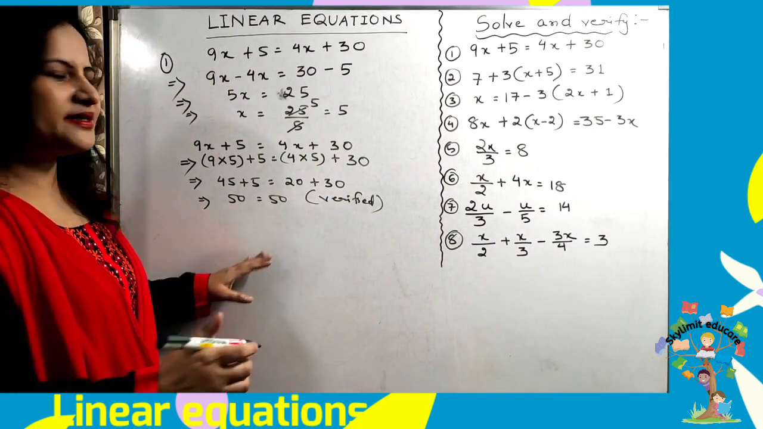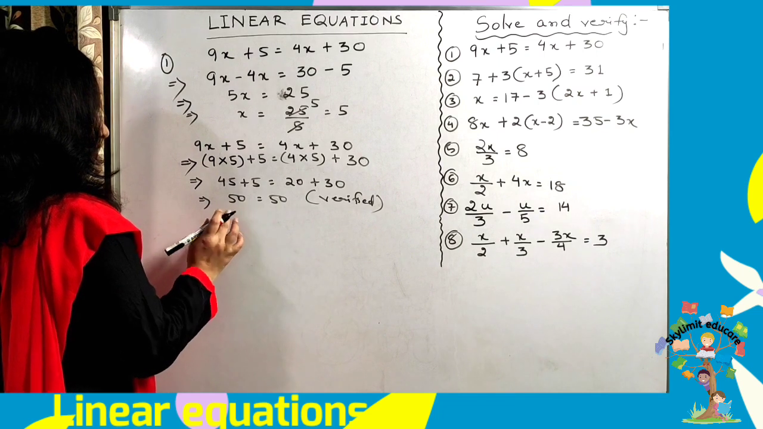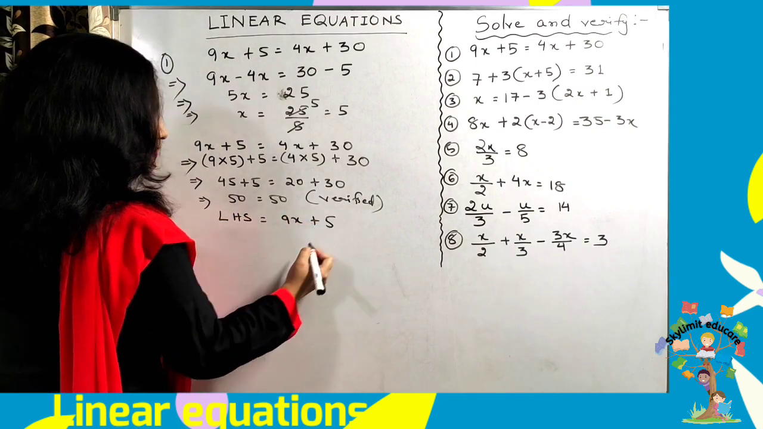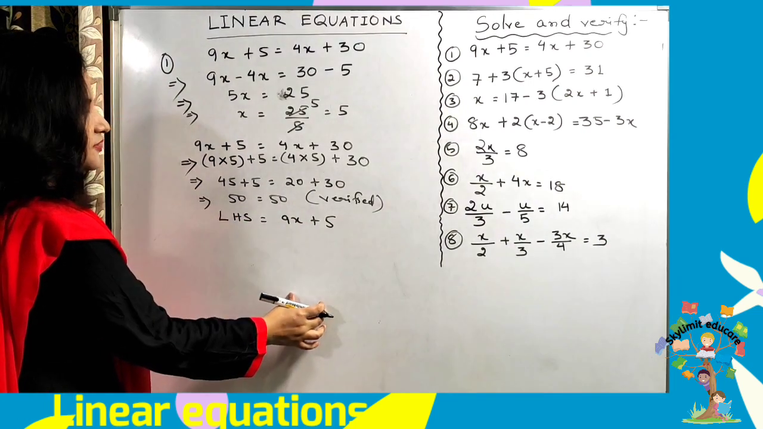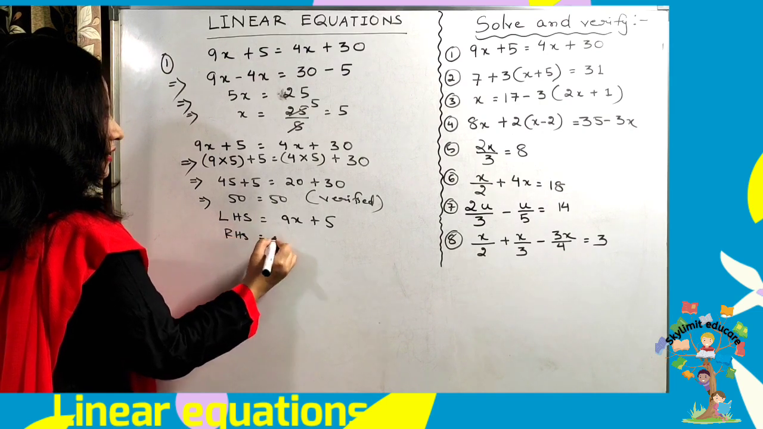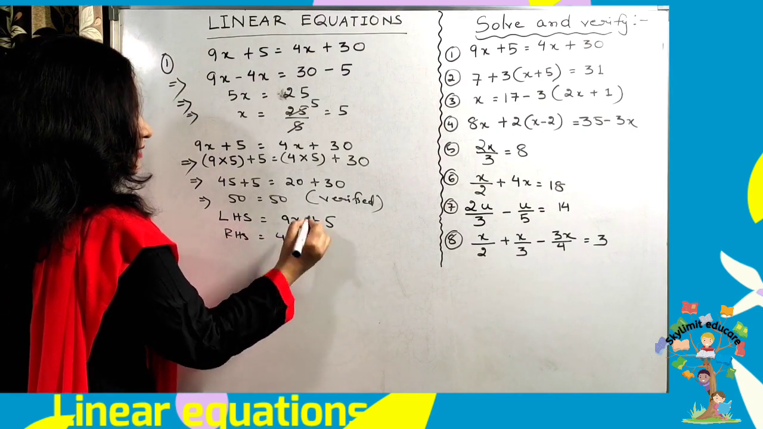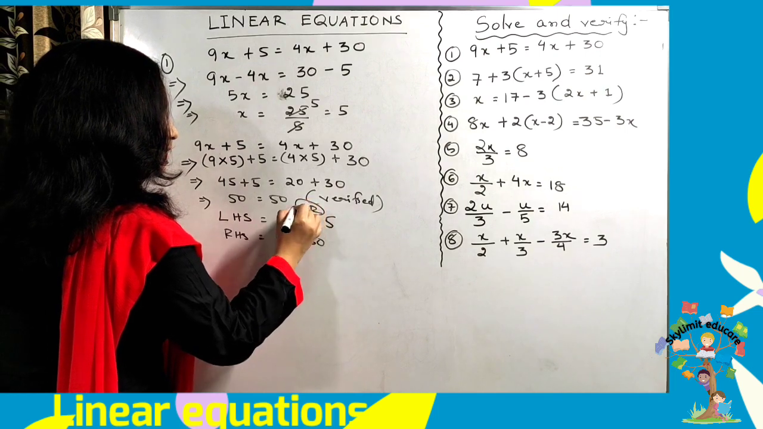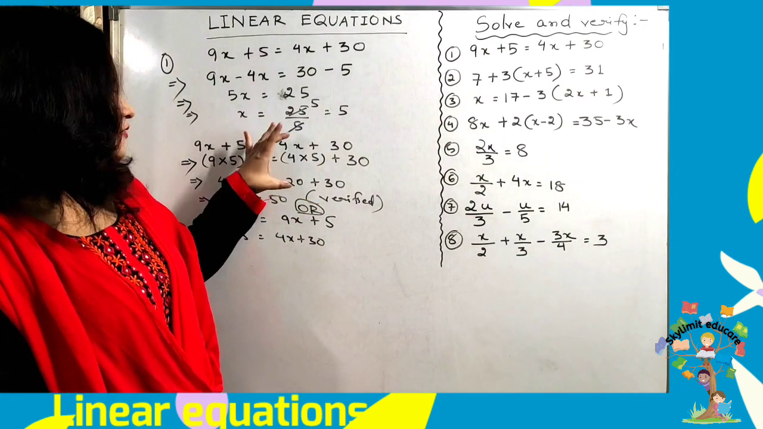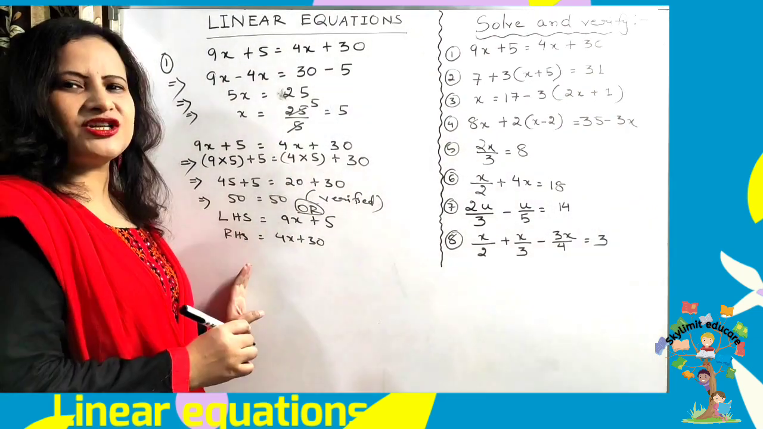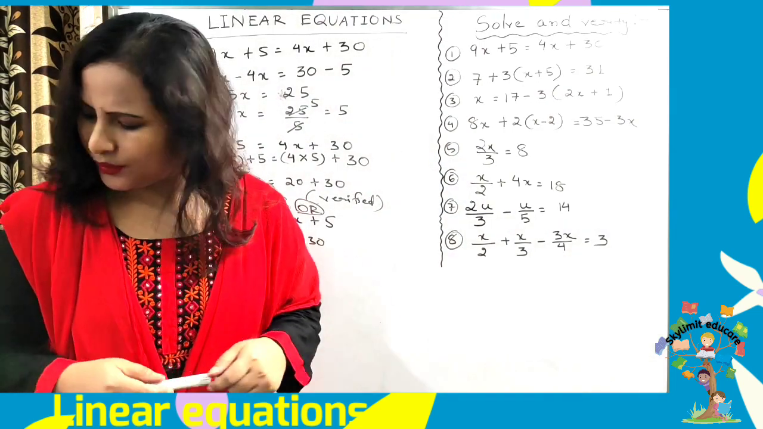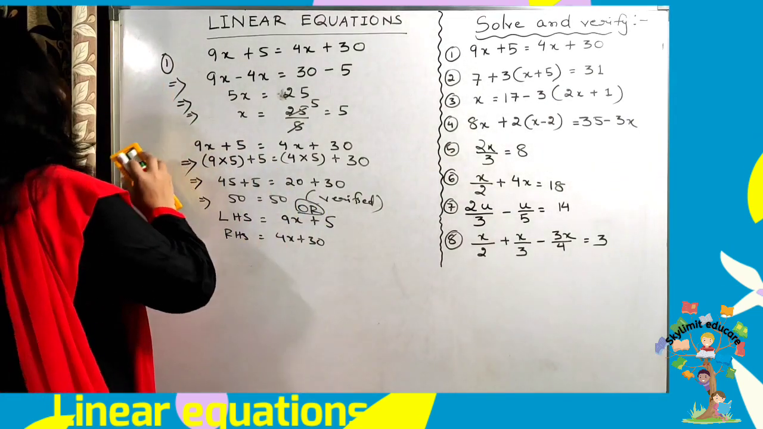The other method is: LHS, that means the left hand side, is 9x plus 5. You can find the value of LHS first in this manner, and then RHS is equal to 4x plus 30. You can go for any method you want, that's up to you. Solve RHS, 4x plus 30, in this manner. Then at last you will write LHS is equal to RHS. That way also you can verify. I'm not showing that to you, you can do it. Now let us come to the next question.